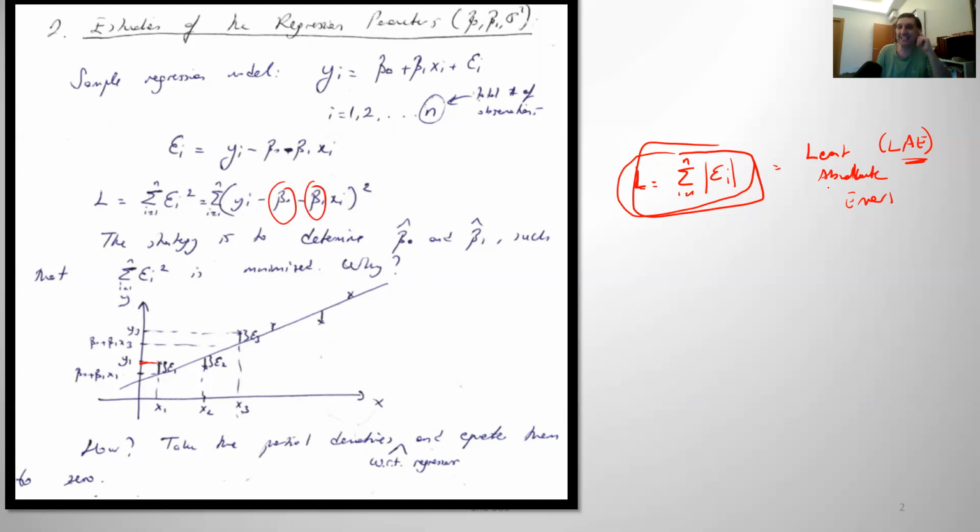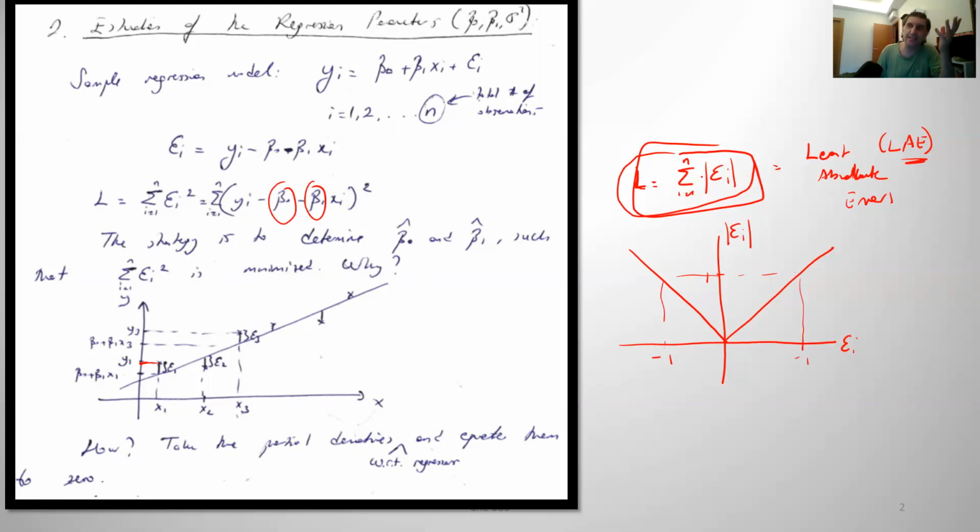But this is not a very friendly function, absolute value, because the idea is the absolute value function, if I draw it, for instance, for different e_i values, this is going to be the function itself. Right? So what's wrong with this function? Now I'm talking about minimizing.